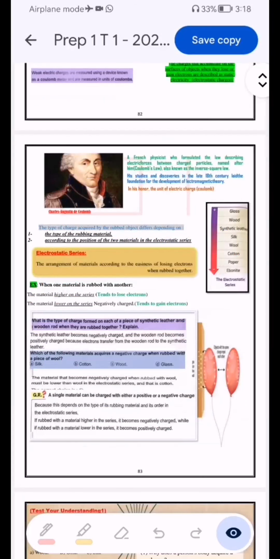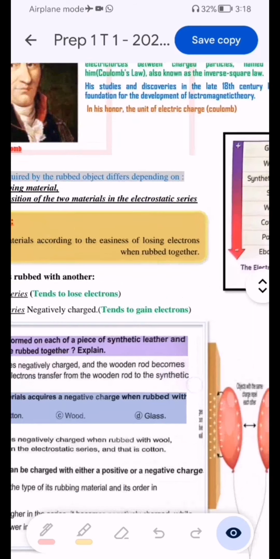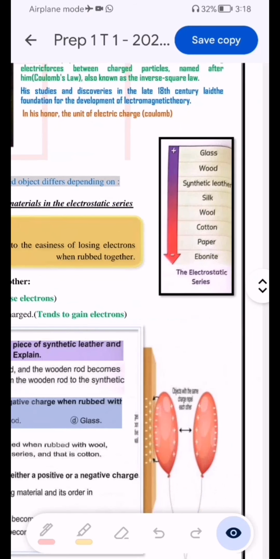As we said, when we rub two objects with each other, one of them loses electrons and becomes positive and the other gains these electrons and becomes negative. Okay, how will we know which matter will lose electrons and which matter will gain electrons? The scientists made a series called the electrostatic series. In the series, they arrange the materials according to the easiness of losing electrons.